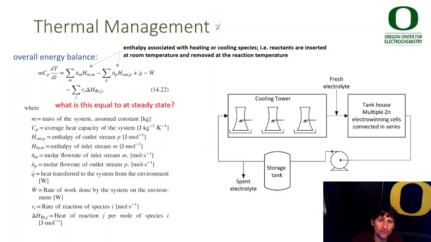As with any electrochemical process, we need to think about thermal management. The overall energy balance is very similar to what we discussed with batteries. So the mass of the system, which is assumed to be constant, times the average heat capacity of the system, times the change in temperature with time, is going to be related to the heat flow in, the heat flow out, the heat transferred to the system from the environment, the rate of work done by the system on the environment, and the reaction rate times the enthalpy of the reaction.